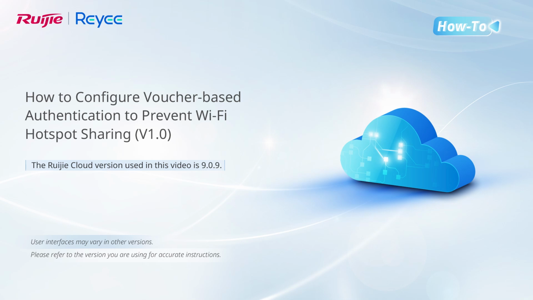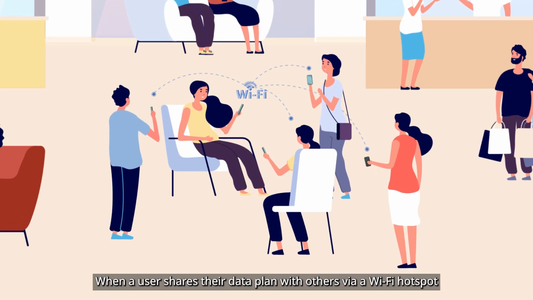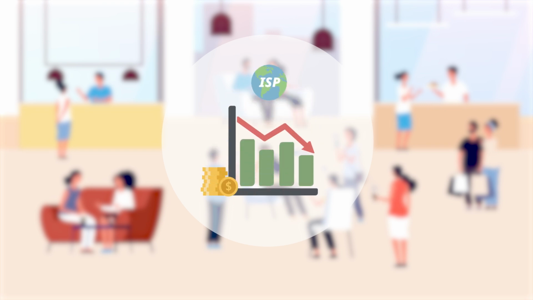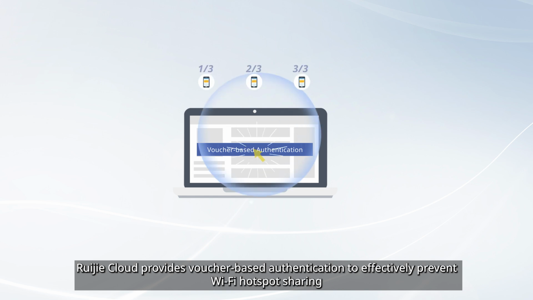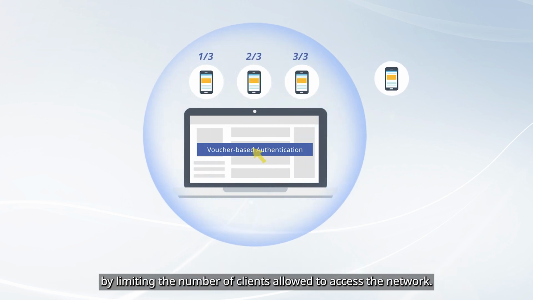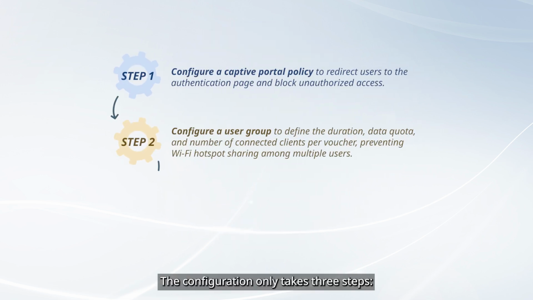This video introduces how to configure voucher-based authentication on Ruijie Cloud to prevent Wi-Fi hotspot sharing. When a user shares their data plan with others via a Wi-Fi hotspot, the ISP's revenue is quietly disappearing. Don't worry, Ruijie Cloud provides voucher-based authentication to effectively prevent Wi-Fi hotspot sharing by limiting the number of clients allowed to access the network. The configuration only takes 3 steps.